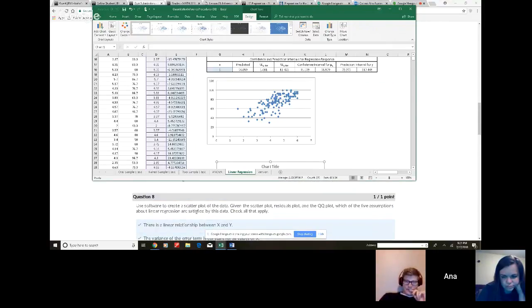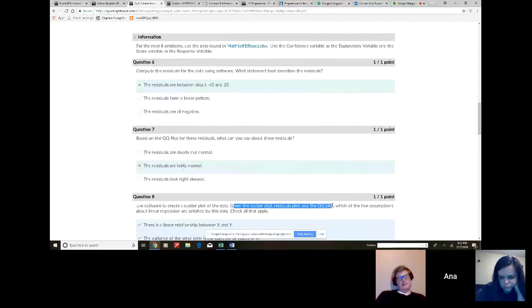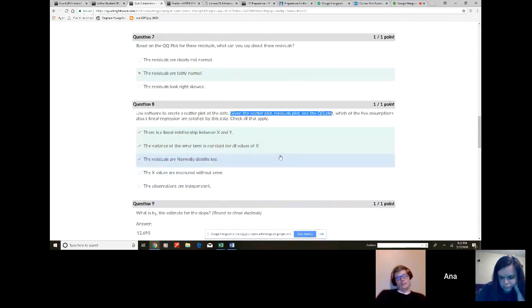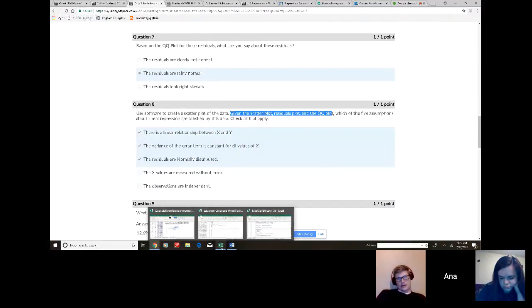Here it says use software to draw the scatter plot of the data. Use the scatter plot, residual plots. So here's where my question is: this is the QQ plot, right? Yeah. So how do you build the scatter plot? I think the scatter plot and the residual plot are the same thing. If you look in the book, that's how you make a residual plot. It's the same way as making a scatter plot. So I don't know why they have to do it twice. You have your QQ plot that's already on there, but your residual plot and your scatter plot are the same thing. I don't think there's any difference between those two.